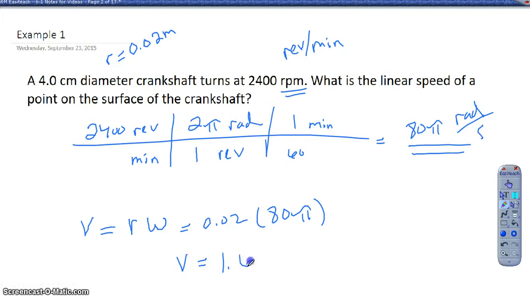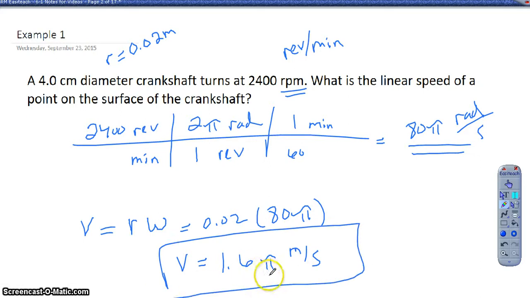So then if I leave this in terms of pi, it ends up being about 1.6 pi meters per second. Obviously, you could go ahead and calculate that as well. I will leave that to you guys to do, but 1.6 times pi, you could approximate that to be about 5 or whatever it ends up being. But make sure you're pretty comfortable, again, converting linear speed from our angular motion here. And we'll see a lot more of this as we move through the section.